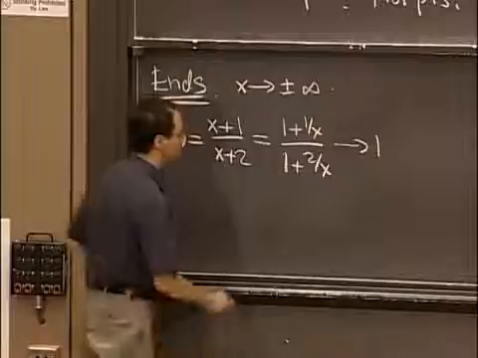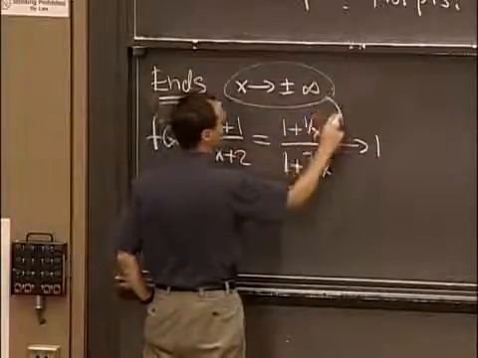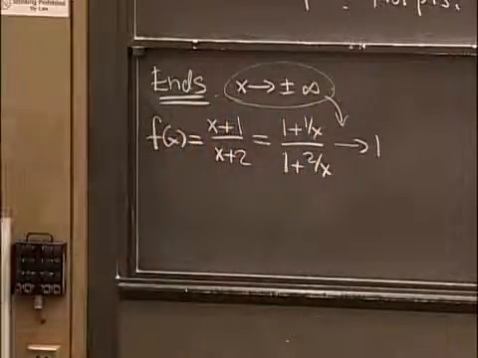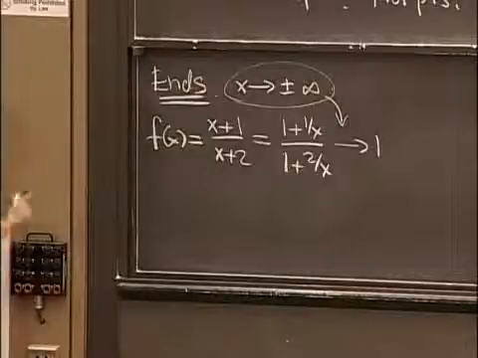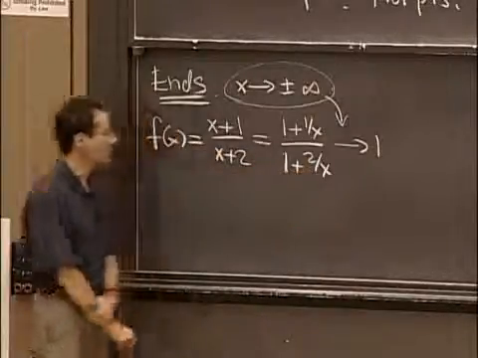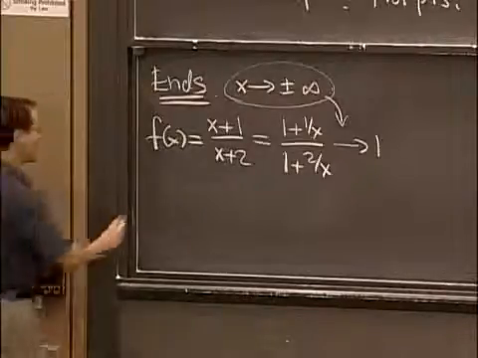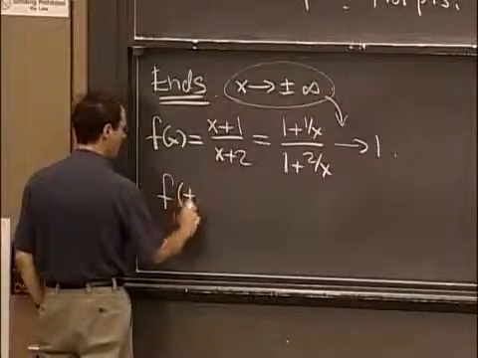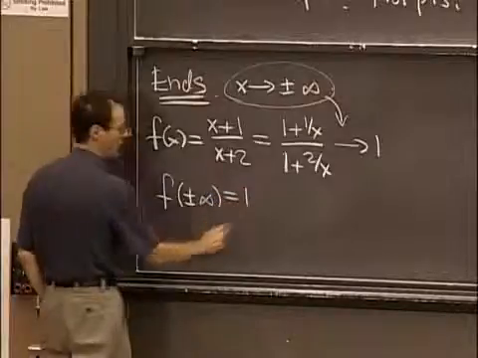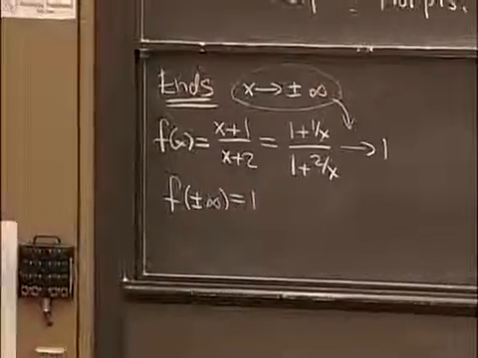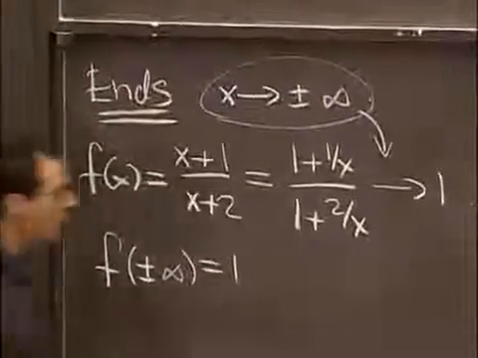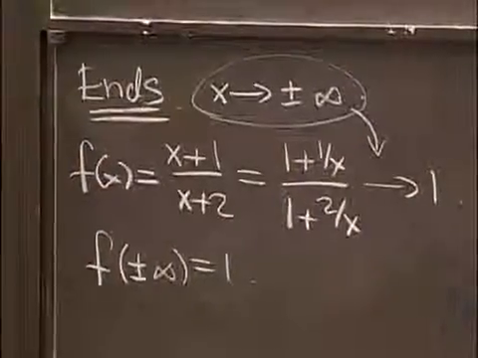So no matter whether x is positive or negative, when it gets huge, these two extra numbers here go to 0. And so this tends to 1. So if you like, you could abbreviate this as f of plus or minus infinity is equal to 1. All right, so now I get to draw this, and we draw this using asymptotes.